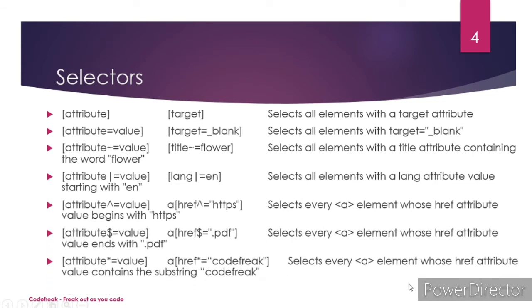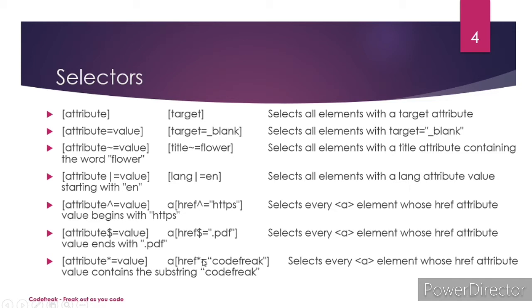So I feel here the most important thing is maybe, yeah, this one looks good actually. So a href: it selects all the a elements whose href attribute's value begins with https. So if you want to select that way, you can do that. You can select if the extension is, say, a PDF, you can do that.